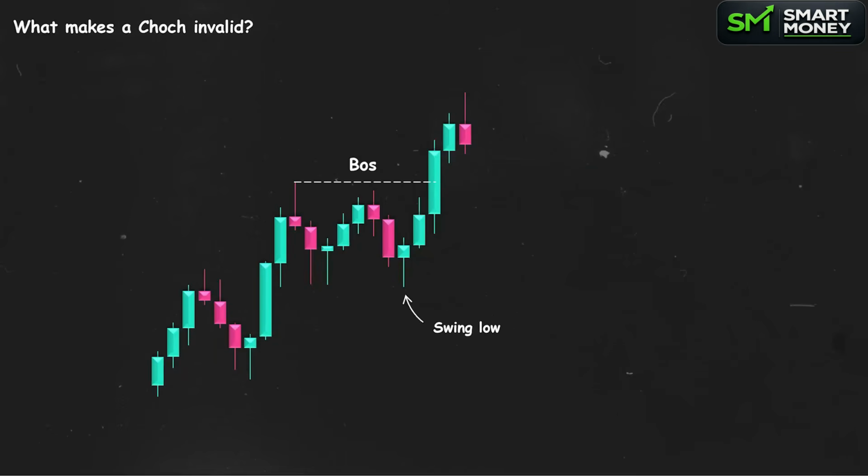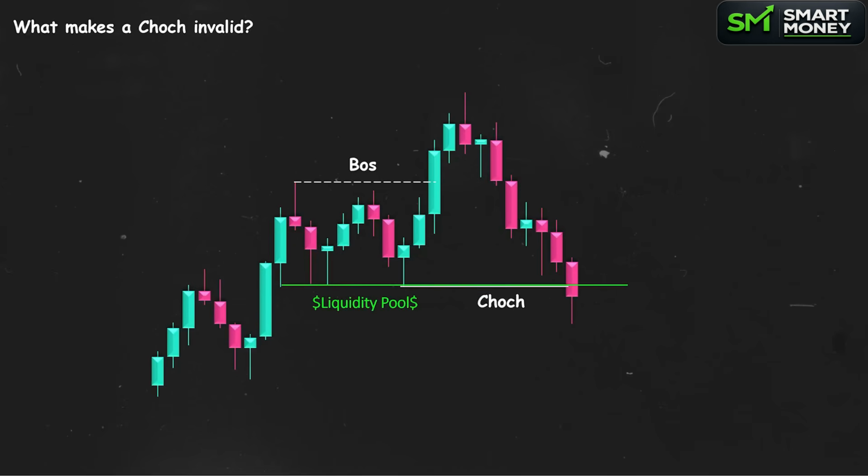In this example, we have a swing low that led to this breakout. A break below this level may appear to be a valid change of character. However, if you look to the left side of the chart, you'll notice something important. This level aligns with a significant liquidity area. Many traders previously entered long positions at this level and placed their stop losses just below it. As a result, a large pool of liquidity has formed beneath that swing low.